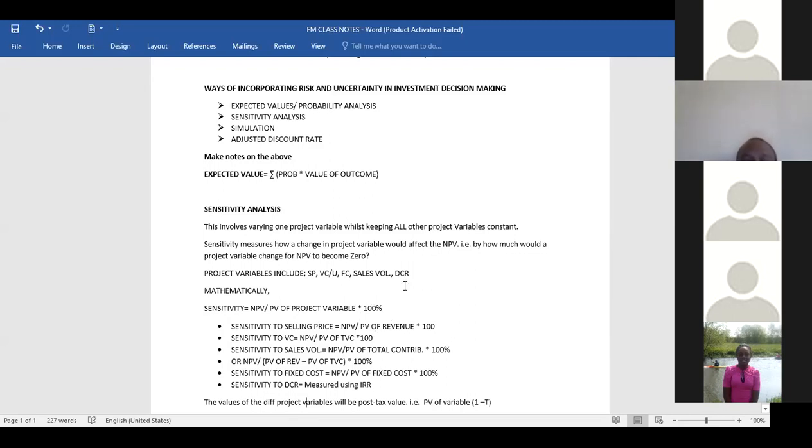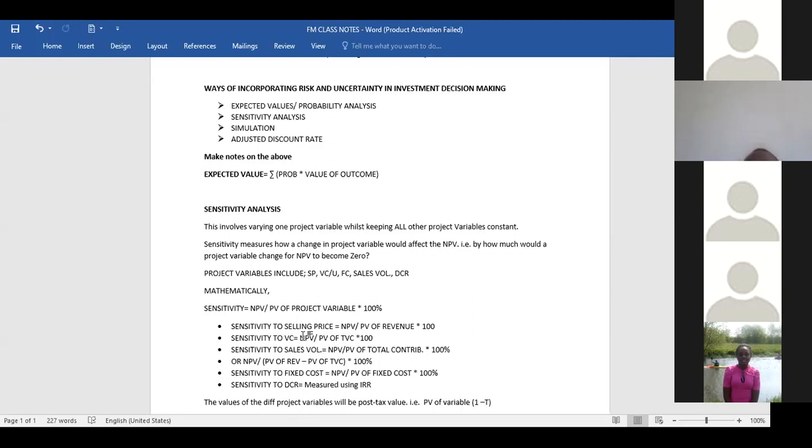Okay, and we looked at the different ones. I said the 2 that we should focus on, and the 2 that could usually be tested in the exam. Any of them is fair game, but the 2 that you would find less intuitive are the sensitivity to sales volume, which is equal to NPV divided by present value of contribution, and then sensitivity to discount rate, which is measured using IRR. And we discussed this to some degree.